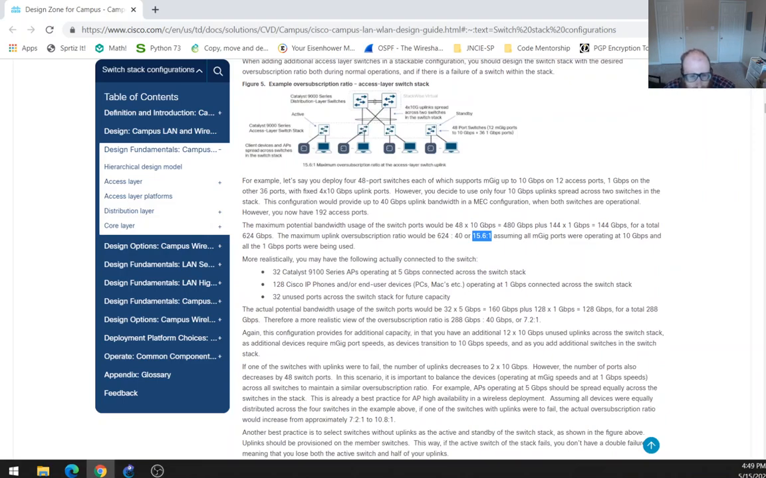More realistically, you may have the following actually connected to the switch: 32 Catalyst 9100 series APs operating at 5 gigabit per second connected across the stack switch, 128 Cisco IP phones and/or end user devices, PCs, Macs, etc. operating at 1 gigabit per second connected across the switch stack, and 32 unused ports across the switch stack for future capability.